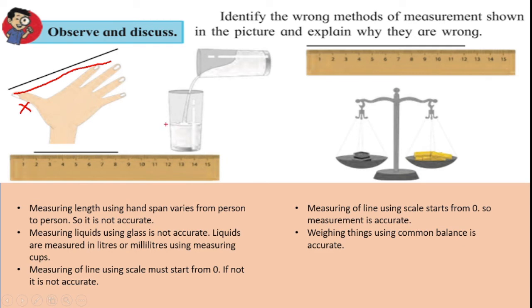Then measurement of liquid. Measuring liquid using glass is not accurate. Liquids are measured in liters or milliliters using measuring cups or measuring cans. Then measuring of a line using scale must start from 0. If not, it is not accurate. Then measuring of line using a scale starts from 0. So, measurement is accurate. Weighing things using common balance is accurate.